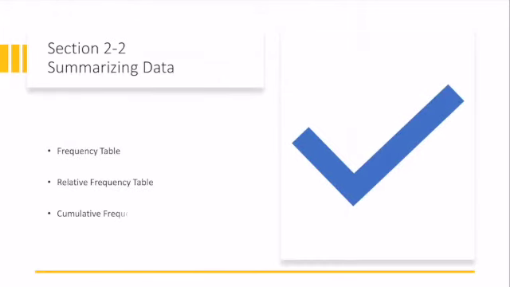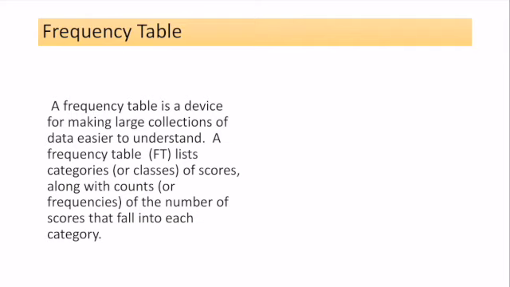So there's three different tables I'm going to talk about first. Those are frequency tables, relative frequency tables, and cumulative frequency tables. A frequency table is a device to take a large set of data and break it up into categories or classes along with the frequency count of the scores that fall into each category. Sometimes this is called binning our data.